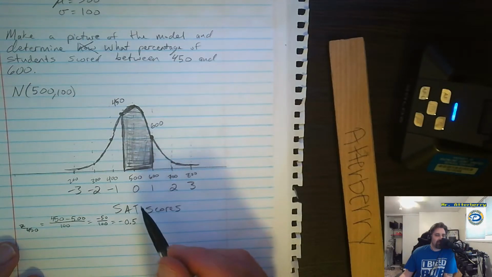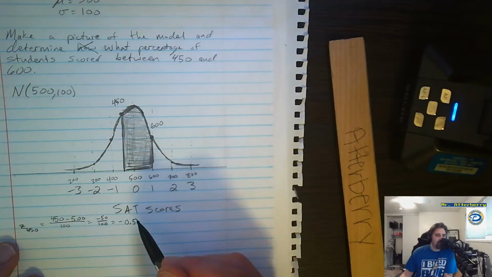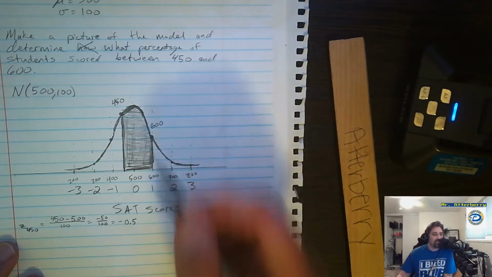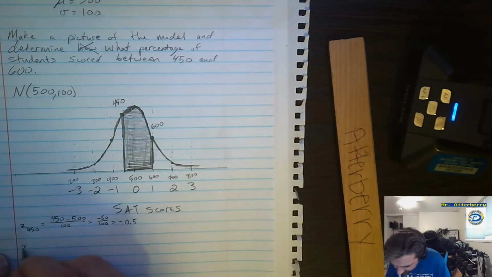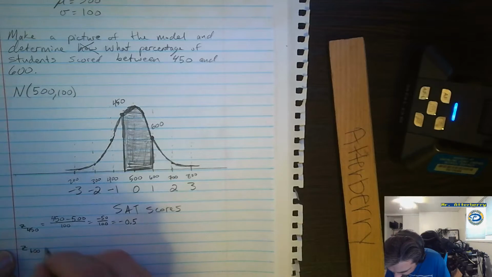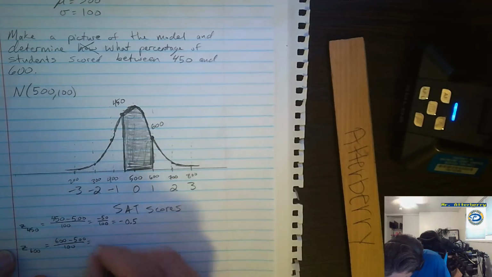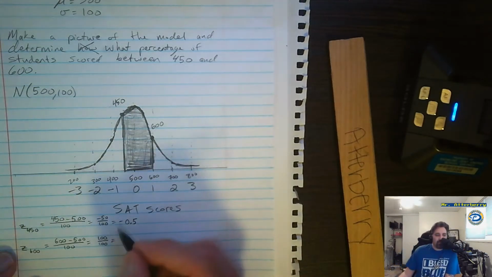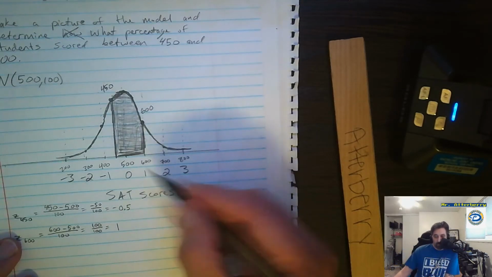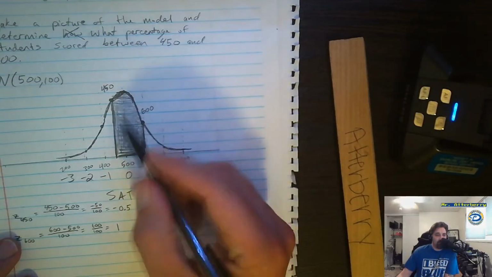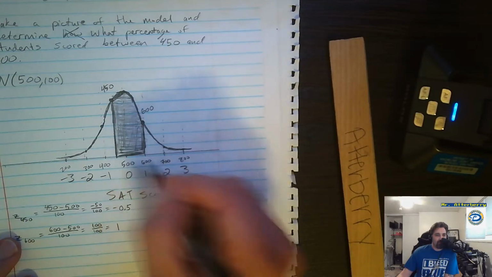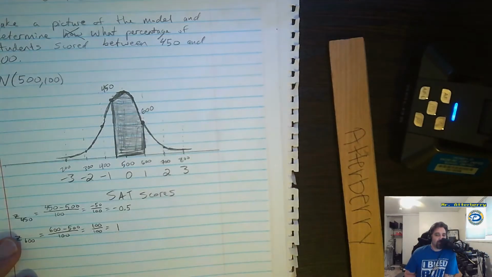Let's see what we can do with that number. Right now I'm not really quite sure, so I'm going to do the other z-score, and then I'll show you what to do from there. Let's find the z-score of 600. Which kind of confirms, right, that 600, the z-score, was 1. Okay, so from negative 0.5 to 1, we've got to find what percentage that is.